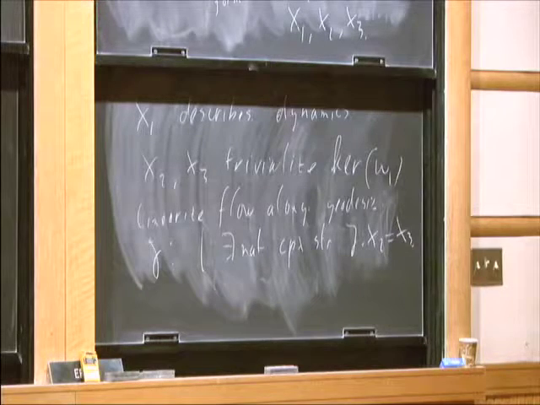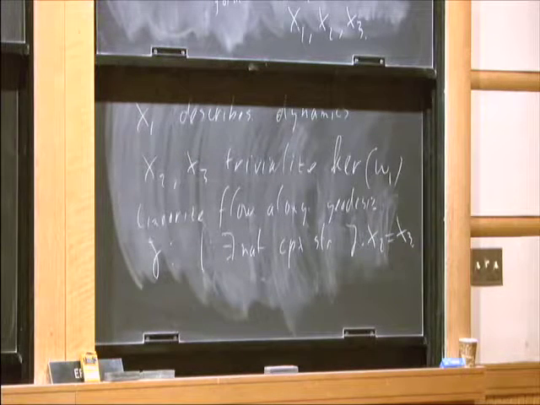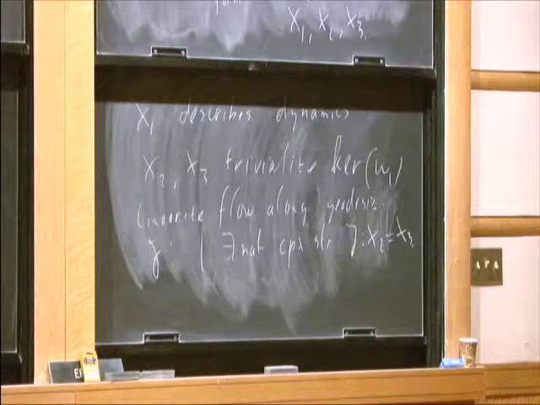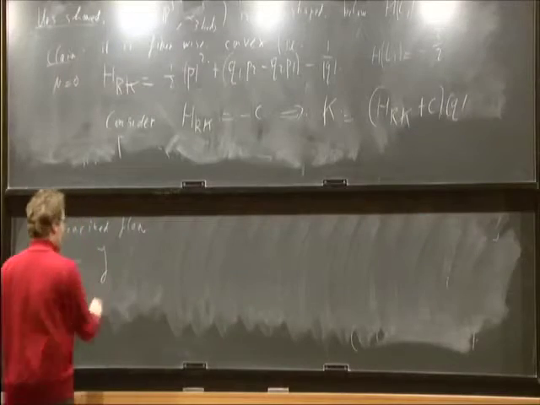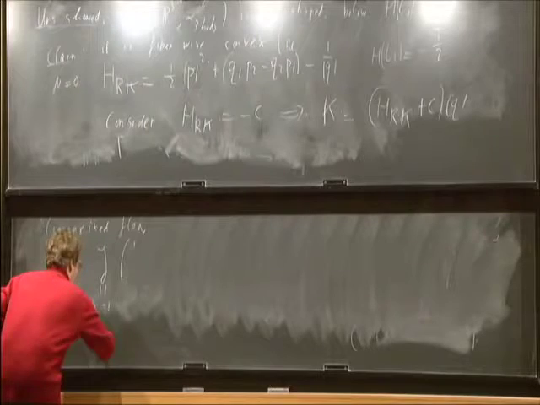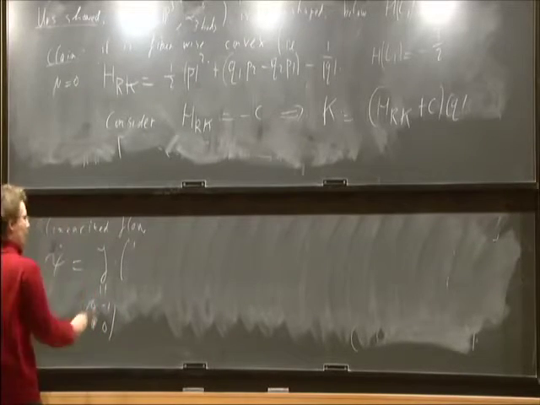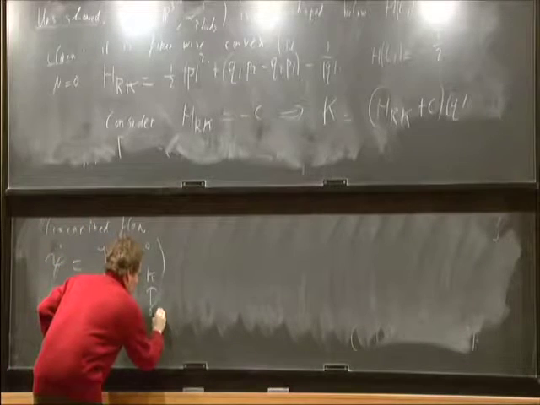So the linearized flow. You get a path of matrices that transports these vectors x2 and x3. So the derivative of this path is given by J times the following matrix. J is the complex structure, so it looks like this. And this is the Gauss curvature.